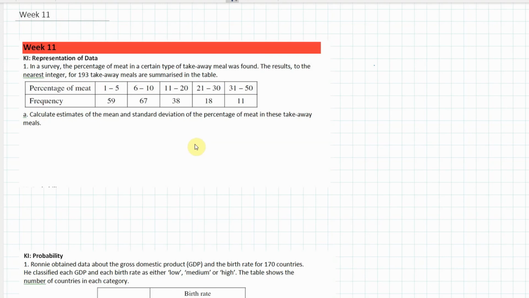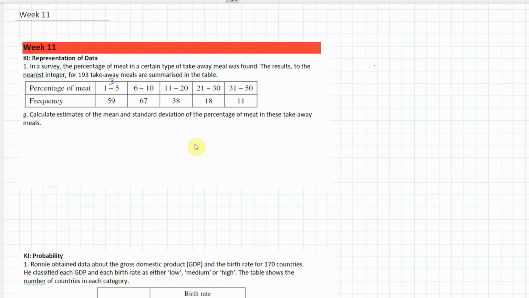Here we are doing a survey of meat and certain types of takeaway meals, and we want to calculate an estimate of the mean and standard deviation. So the first step is we want to find the mid-interval values.